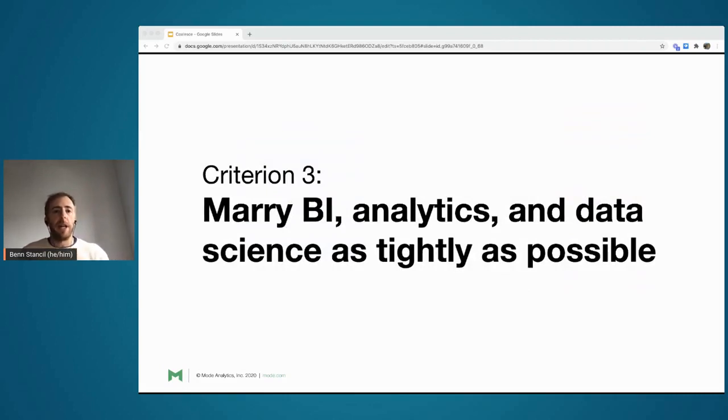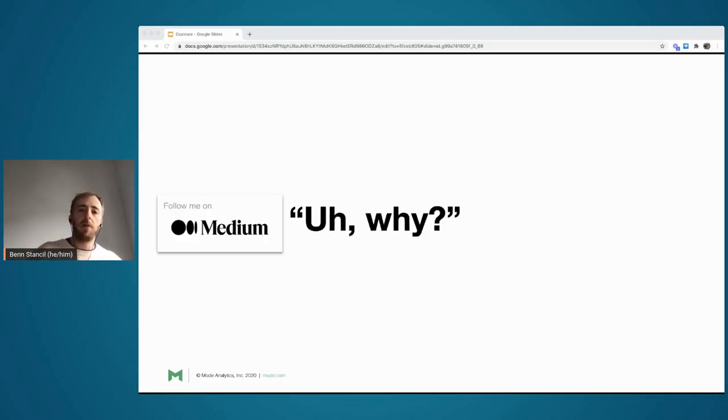Okay, third criterion. You should marry BI and analytics and data science as tightly as possible. And this gets at another point that Drew was making around the fuzziness between some of these tools. One of the reasons why this is important is because every dashboard that you show, every trial conversion rate chart that you present to a VC or to whoever else, will create more questions than it answers. And these dashboards often serve as a starting point, not an ending point for your analysis. And so that makes it increasingly hard to define where BI ends and analytics or data science begins.